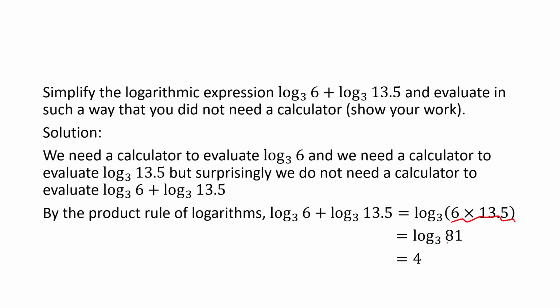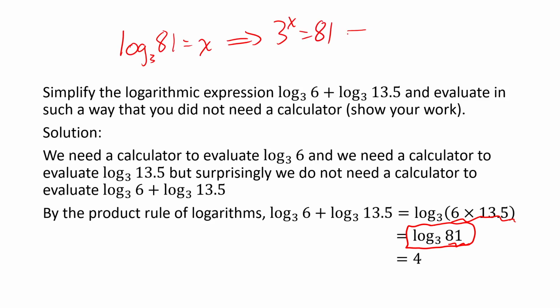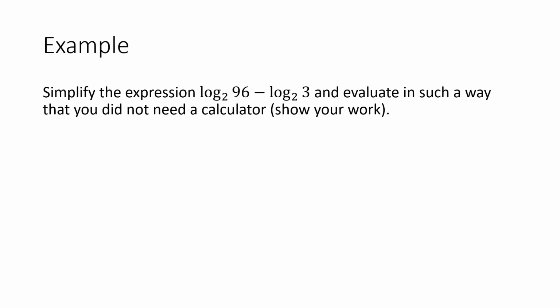Well, 6 times 13.5 is 81. At this point, I'm trying to determine what is the log base 3 of 81. Well, if I said to you the log base 3 of 81 is equal to x, you would say to me, therefore 3 to the x is equal to 81. And you know 81 is equal to 3 to the 4. So you'd be able to say, oh, x must equal 4. In other words, the log base 3 of 81 is equal to 4, as we've shown here. And we've been able to evaluate it without ever resorting to using a calculator.